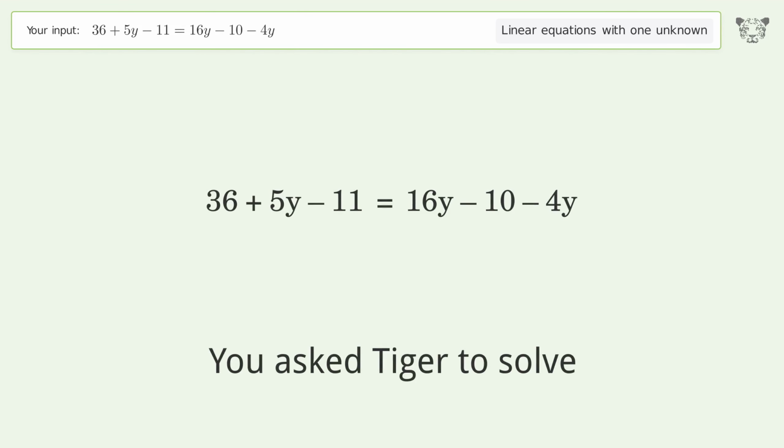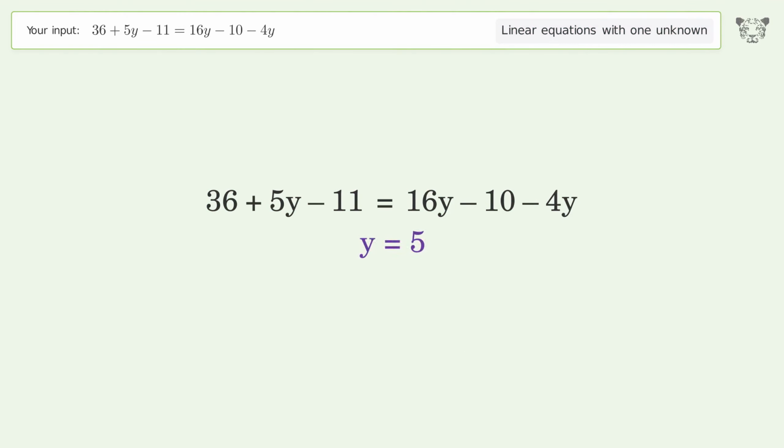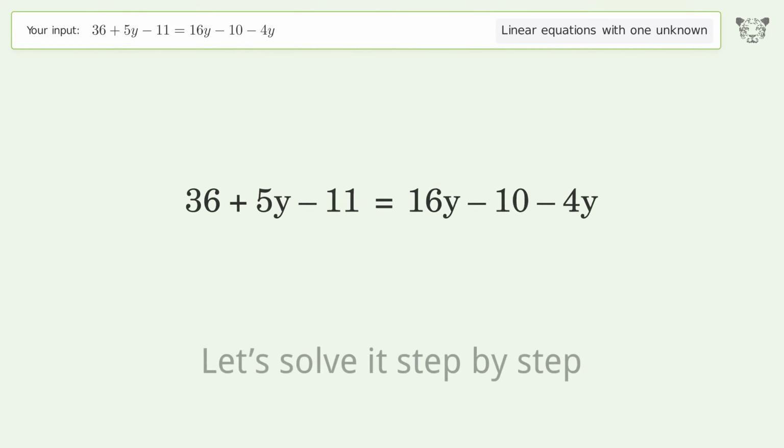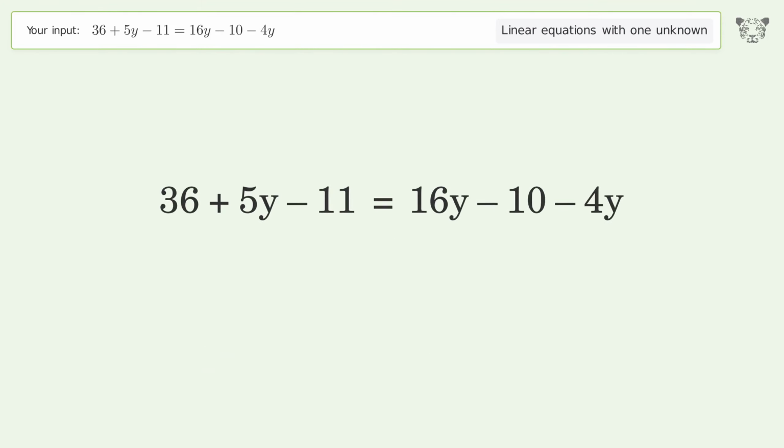You ask Tiger to solve. This deals with linear equations with one unknown. The final result is y equals 5. Let's solve it step by step. Simplify the expression. Group like terms.